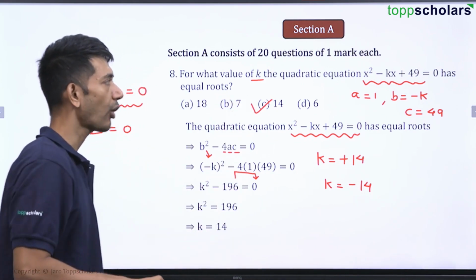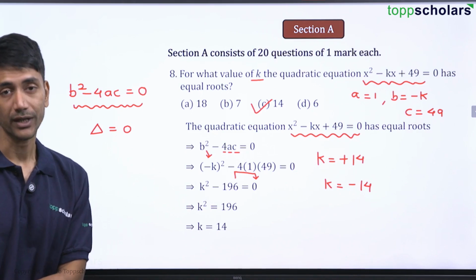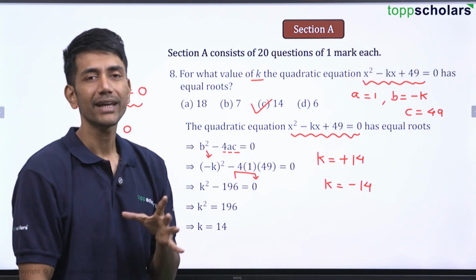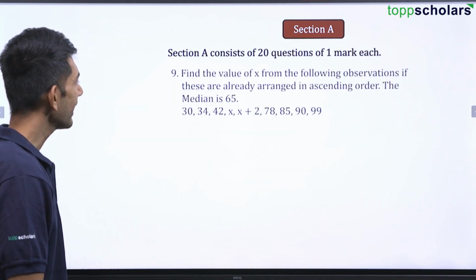If they don't give you the options and if they ask you such type of questions for 2 marks, you can take both the values of k. Please make a note of this. The value of k can be positive also. The value of k can be negative also. Okay. Let's have a look at a new question.